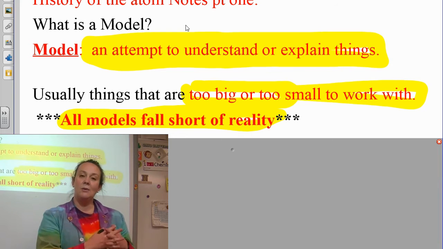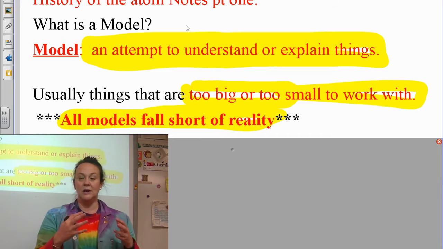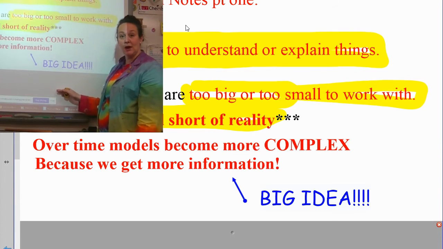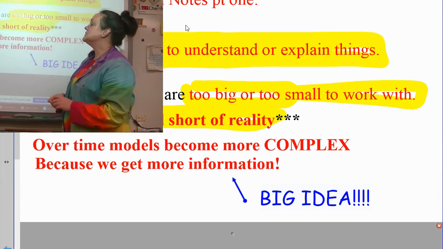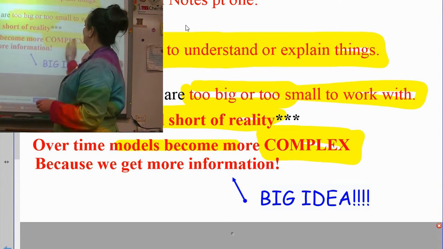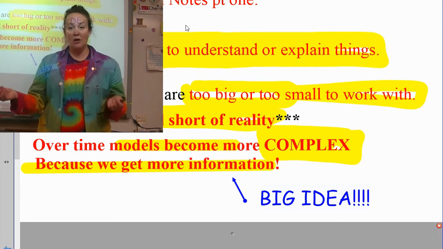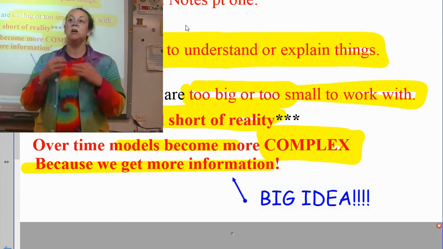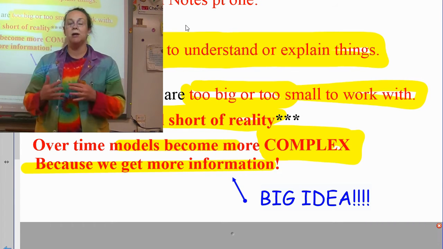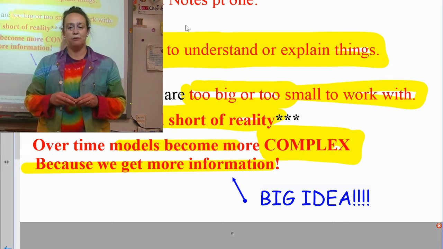At the very beginning, we had a very primitive understanding of the atom, and therefore it wasn't really all that complex. But over time, and this is a huge idea because we're going to actually show you this, over time, models become more complex because we gain more information as we get new technologies, as we do more experiments, as we learn more things, and this is how things usually happen. Models become more complex because you gain more information.